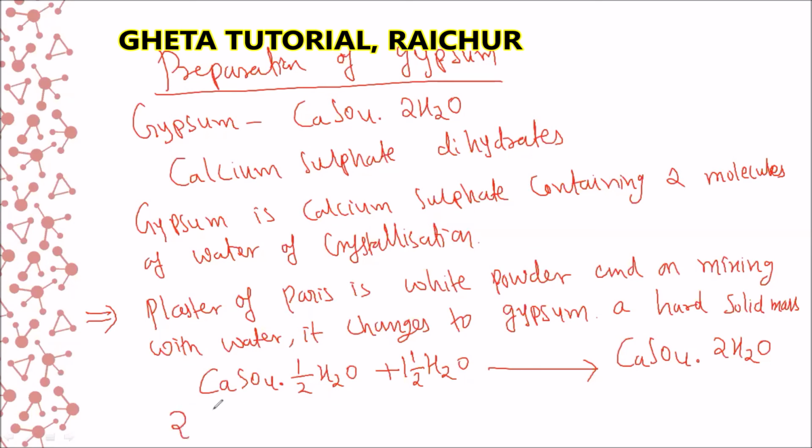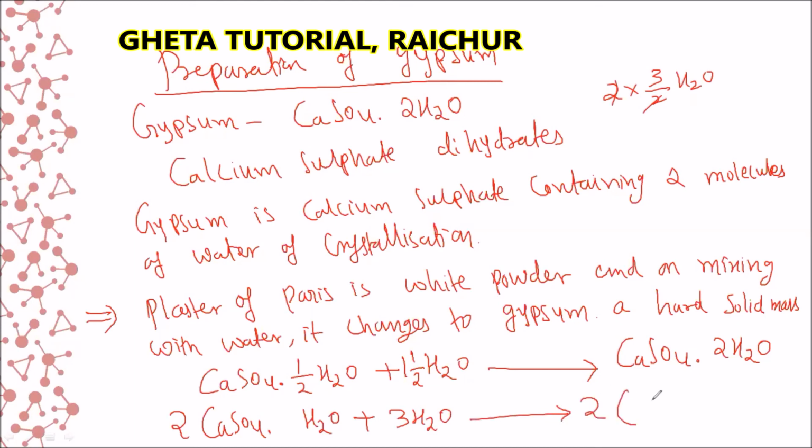So 2CaSO4·2 by 2 H2O. 2 by 2 H2O means the 2s cancel, so we get only 1 H2O. Plus here 1.5, which is 3 by 2 H2O. If I multiply by 2, the 2s cancel, so again we get 3H2O. Then multiply by 2 the CaSO4·2H2O in the bracket. So now this is the perfect reaction.